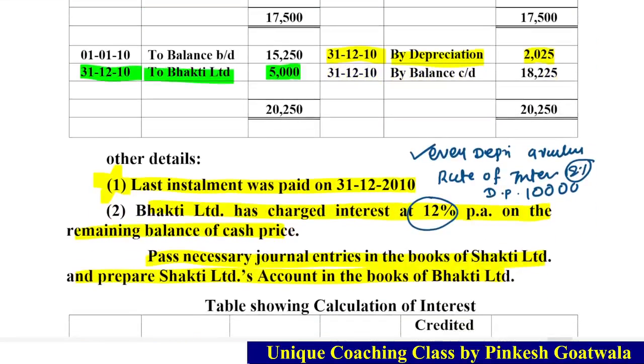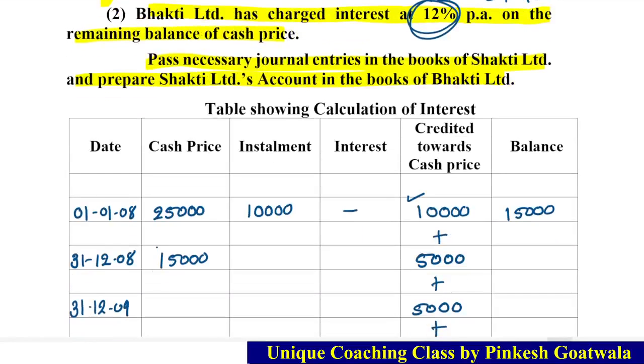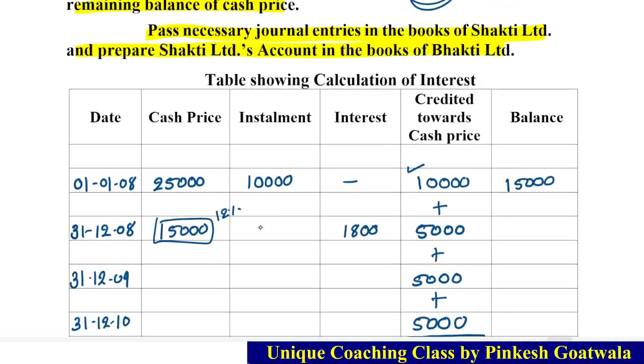What is the rate of interest? That is 12%. The rate of interest is 12%. So what will we take of 15,000? 12% of 15,000, so 1,800. Right? Now the installment, we know that from the installment we deduct interest, so we get 5,000. So what do we have to do with both? We have to total them.